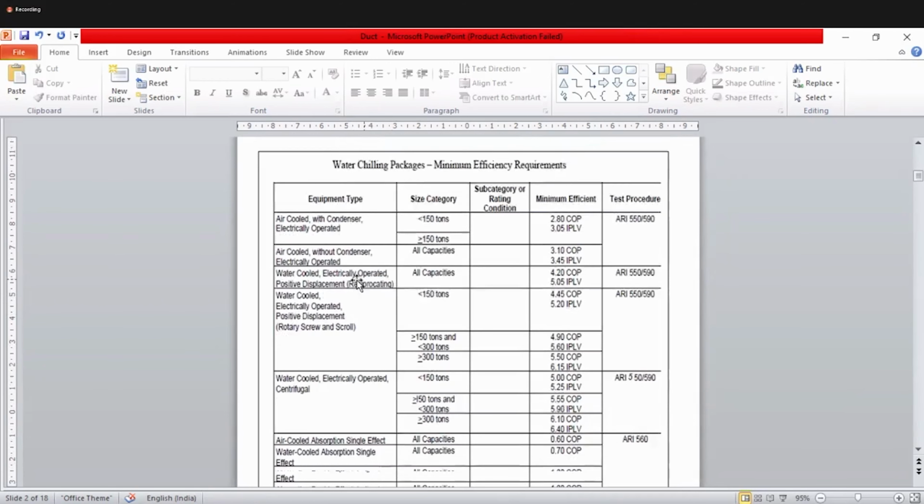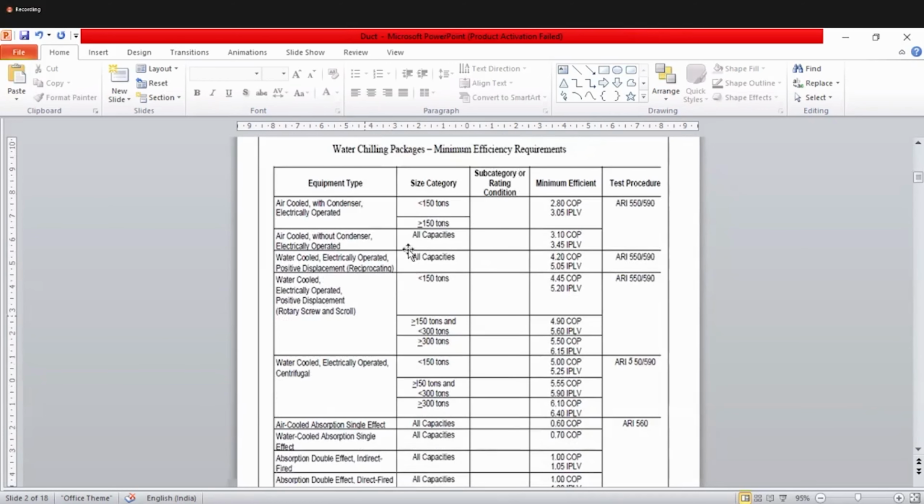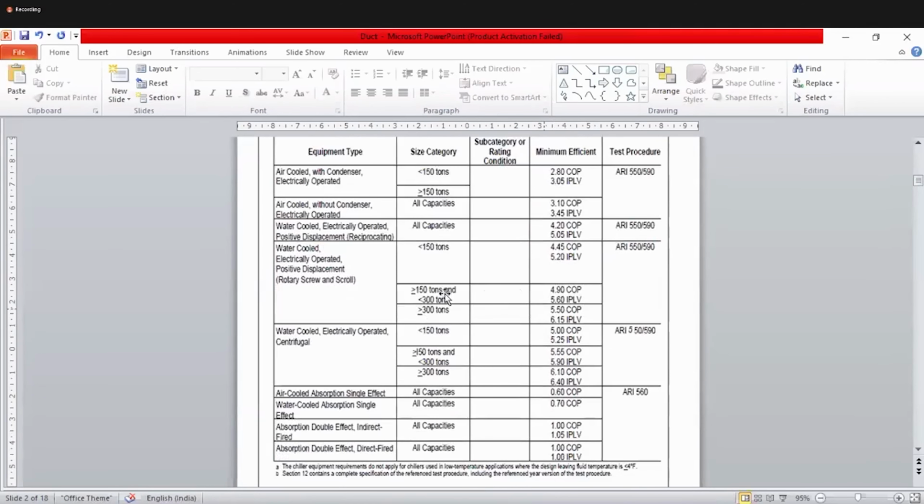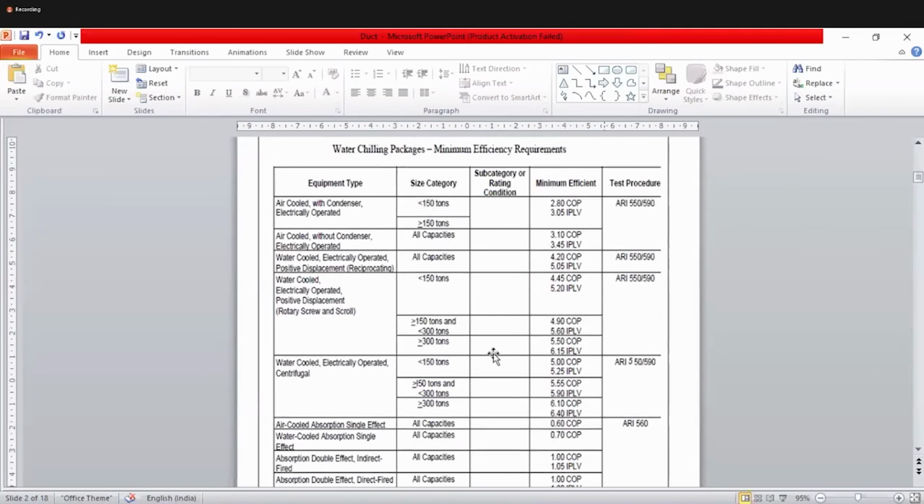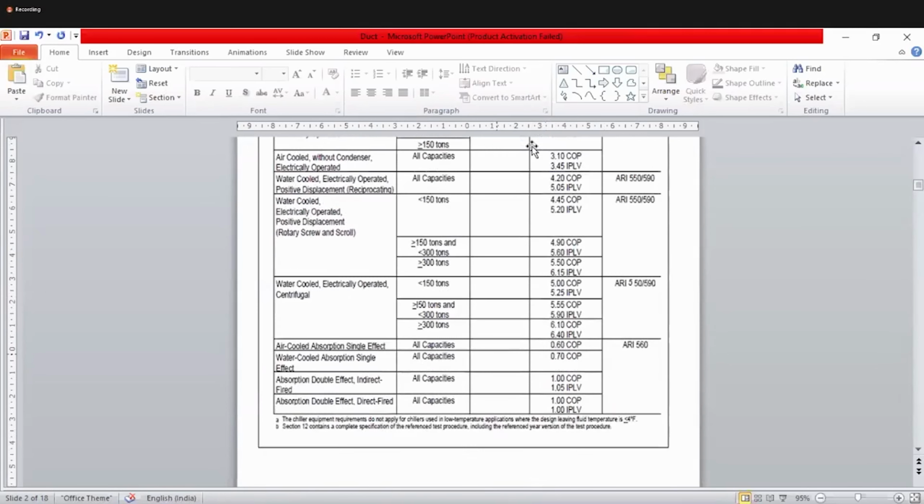We have also seen the capacity. It depends upon the tonnage and type of chillers. There are different types like reciprocating chillers, centrifugal chillers, scroll chillers, screw chillers, and we have also compared the efficiency they produce. Here is a chart we have already discussed as per ASHRAE. So we will continue.